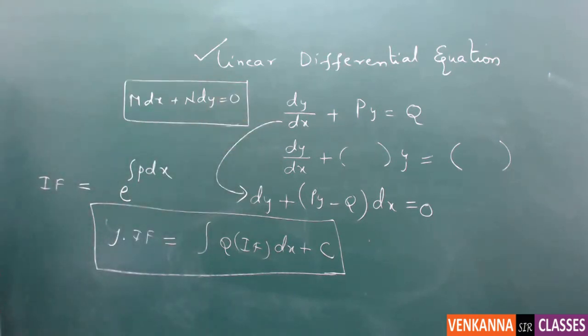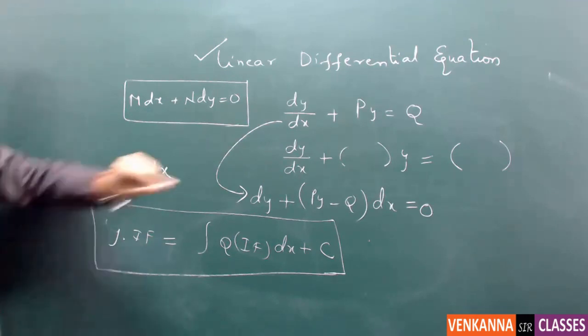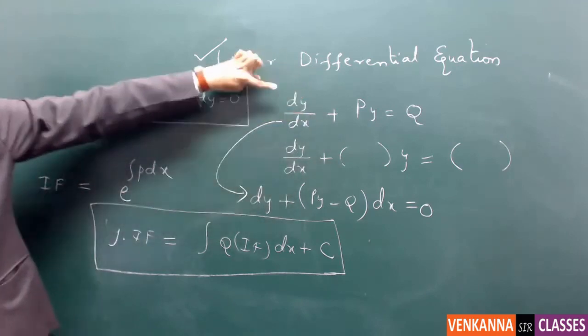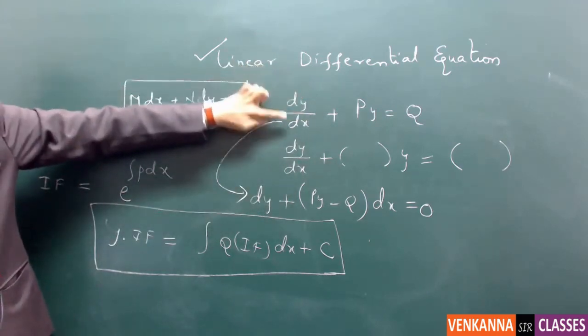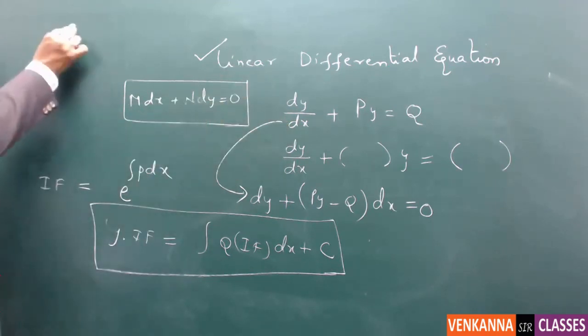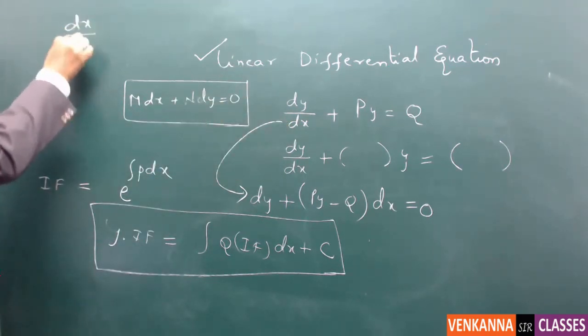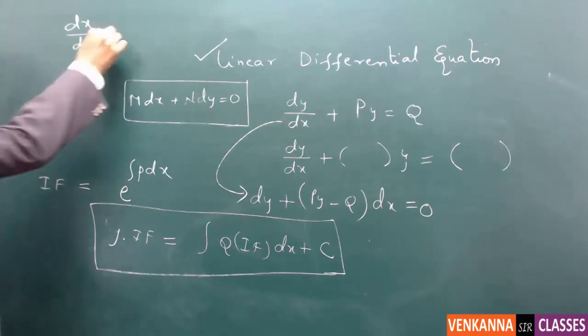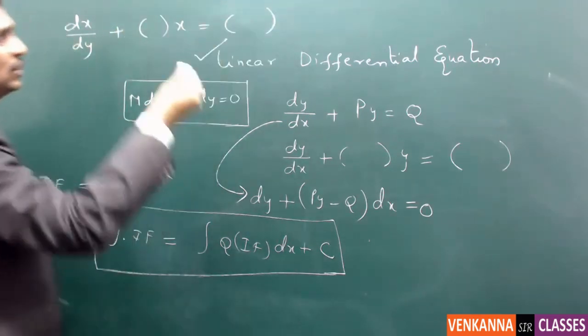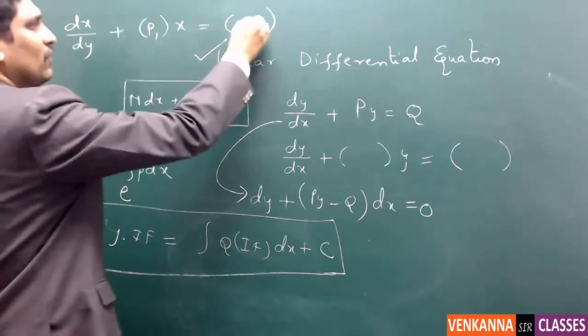In general, linear differential equations can be classified into two types. One is of the form dy by dx plus something, where y is dependent and x is independent. And the other is given by taking the opposite differential: dx by dy plus some value into x equal to some value. You can take it as p1 and q1 for convenience.